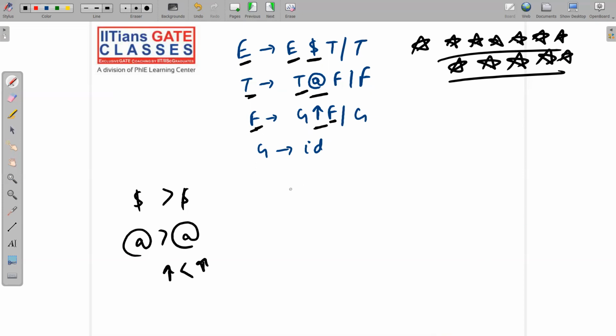Dollar and at the rate, which is having more precedence? At the rate is having more precedence than dollar. Dollar and power, which is having more precedence? Power is having more precedence than at the rate. And dollar and power, power is having more precedence than dollar.